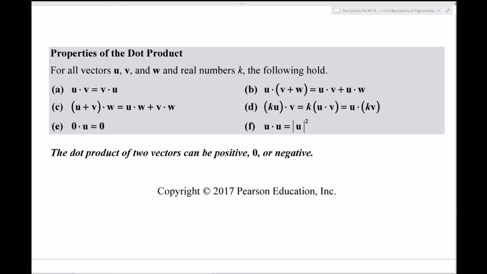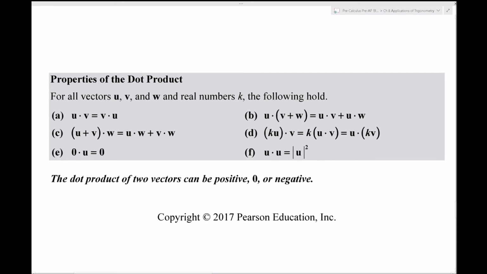So, properties of the dot product. And these aren't things that we should just be taking at face value. All of these properties should be proven. Right, so I might want to prove a few of these. For all vectors u, v, and w, and real numbers k, the following hold. u dot v is equal to v dot u. What does that mean? The order in which I take the dot product of two vectors does not matter. And that's not one that's obvious.